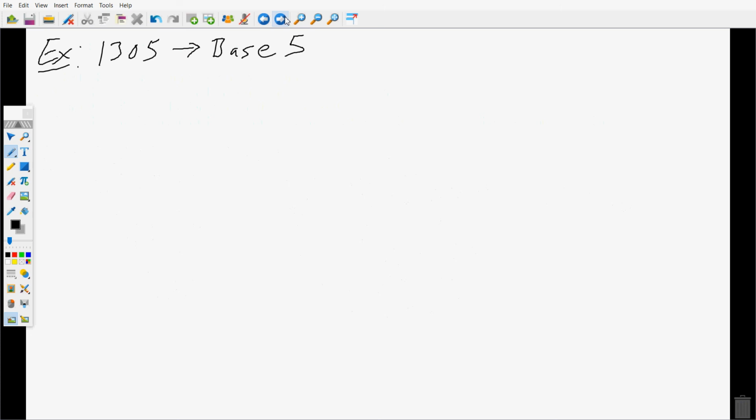Now again, I want to convert the number 1,305, and I know that's a decimal because I don't see any number in the base location. If you do not see anything in the bottom right corner as a subscript, it's considered to be a base 10 number, or also called a decimal number. Now, since I'm converting to base 5, I'm going to do 5 into that number. So start off with 5 going into 1305.